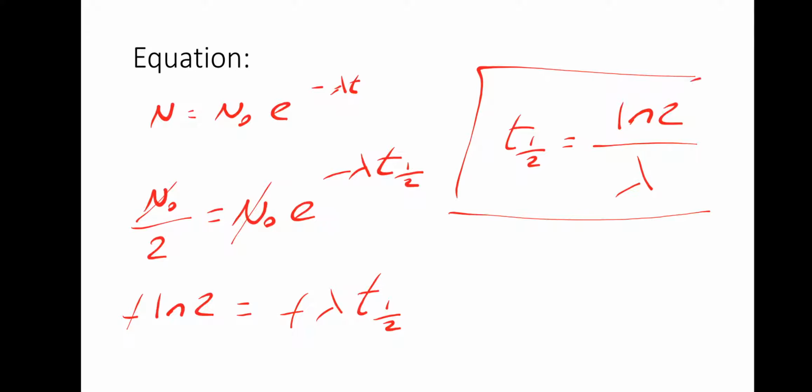So there it is. This is exceptionally useful if you've got the decay constant to get the half-life, or typically you might be given the half-life and expected to find the decay constant. So make sure that's written down. Remember to pause at any time if you need to, and let's move on.